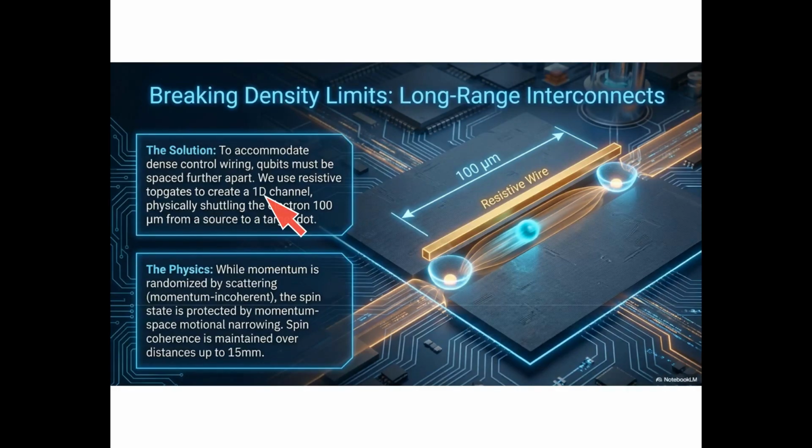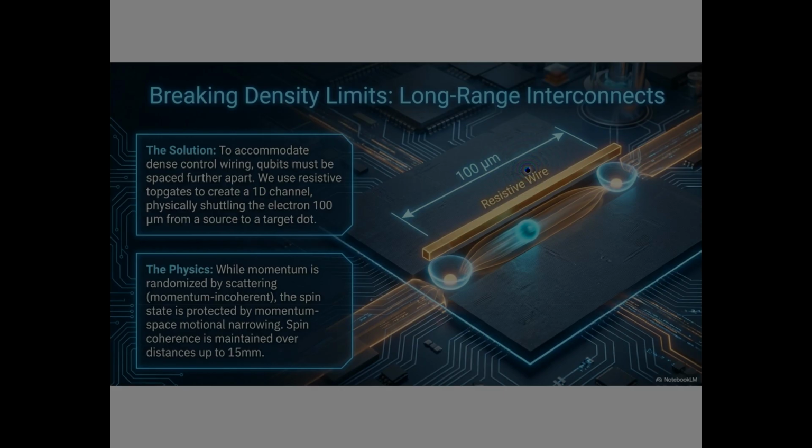Resistive top-gate electrodes are used to create a one-dimensional potential channel, like a conveyor belt, that physically carries an electron wave packet along the silicon surface. This arrow shows the distance, 100 micrometers from a source dot to a target dot. That is enormous by quantum dot standards, allowing full control wiring to be routed in the space between qubit zones.